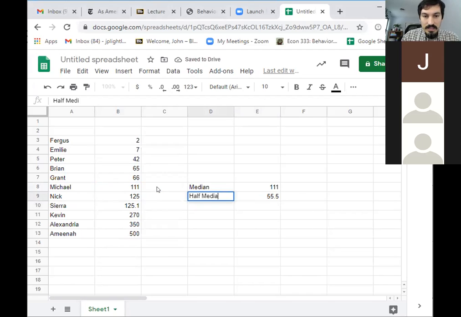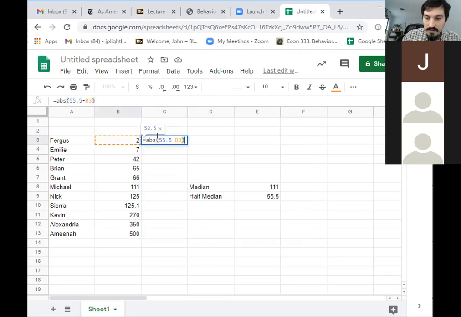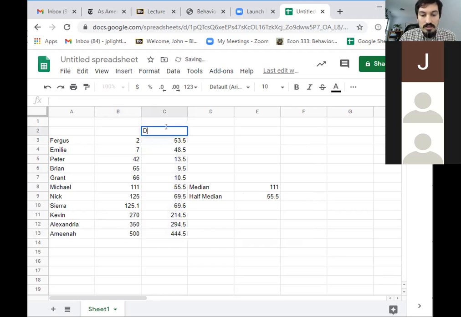Half median is 55.5. Who is the closest to 55.5? It is Brian. Brian is the winner. Let's see your distance. Distance equals the absolute value of 55.5 minus your answer. This is how far away everyone was. Here's your guess, and here's your distance.